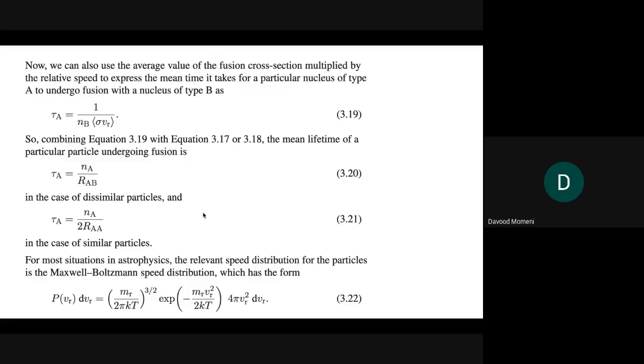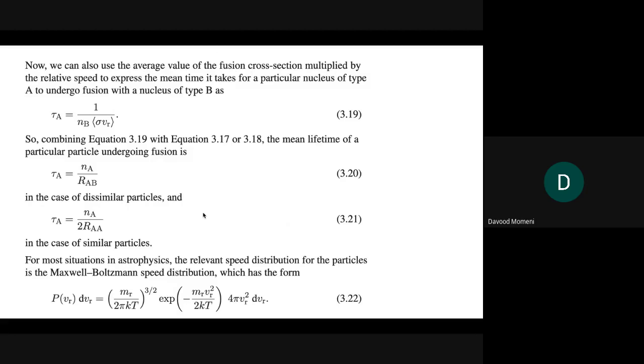In a similar way, if the nuclei are the same, like deuteron, for example, then A is equal to B, and you remember a factor of 2 appearing here in equation 3.21. But the other things are the same. So instead of sigma v, just substitute the average of sigma v over the distribution of the speeds.